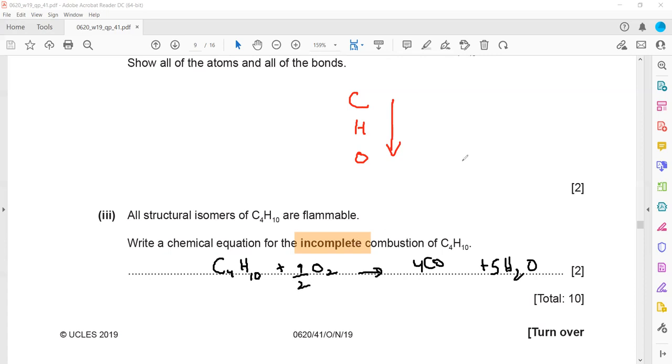Or if you write here 4.5, whenever you need a decimal to balance the equation, what you will do, you will multiply all of them by 2. So when we multiply all of them by 2, the final equation will be, this will be 2. 4.5 multiplied by 2 equals 9. 4 multiplied by 2 becomes 8. And 5 multiplied by 2 becomes 10. So this is the balanced equation for incomplete combustion of butane.